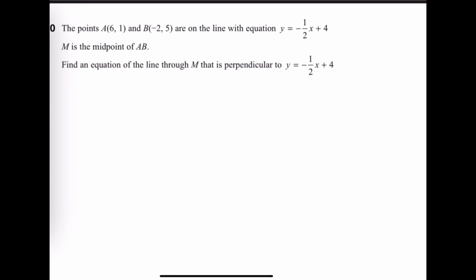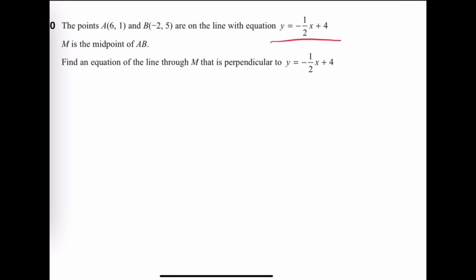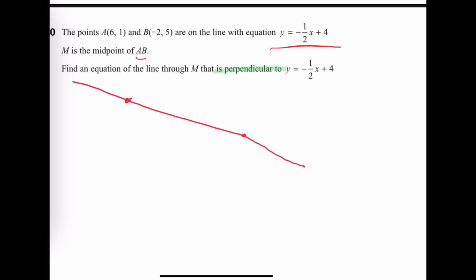10. The points A (6, 1) and B (-2, 5) are in line with the equation y equals minus 1 over 2x plus 4, and M is the midpoint of A and B. So find the equation of the line through M that is perpendicular to y equals minus 1 over 2x plus 4. So if you just draw this out, it will be (6, 1), then it will be B (-2, 5), so it looks something like this. They want the midpoint, which is over here, and they want this line that is over here. They want to know the equation of this line.